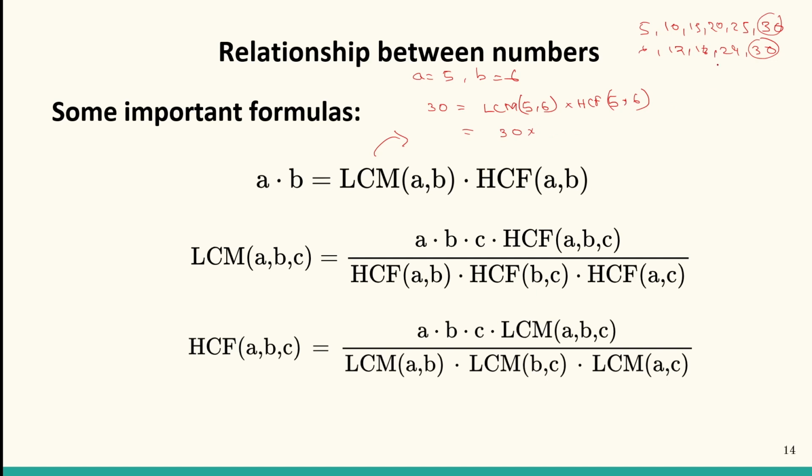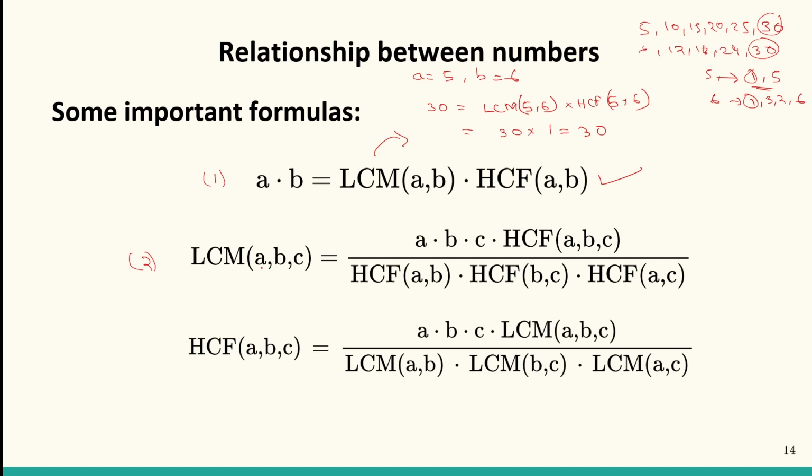For the highest common factor, for 5, what are the factors? This is a prime number, so 1 and 5 are the only factors. And for 6, 1, 3, 2, 6 are the factors. So the only common one is 1, and the highest common factor is actually 1. So this is 30 into 1, that is equal to 30. Hence this can be verified by this observation. So this is the first observation and this is the second observation.